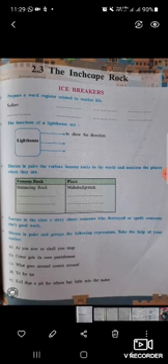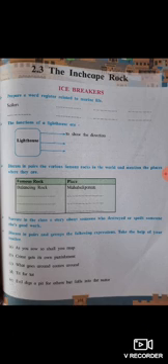The Inchcape Rock is written by Robert Southey. So firstly, we have to do the icebreakers on page number 103. The first icebreaker is to prepare a word register related to marine life. The first word is given here. You have to choose the words which are related to marine life and write them here.